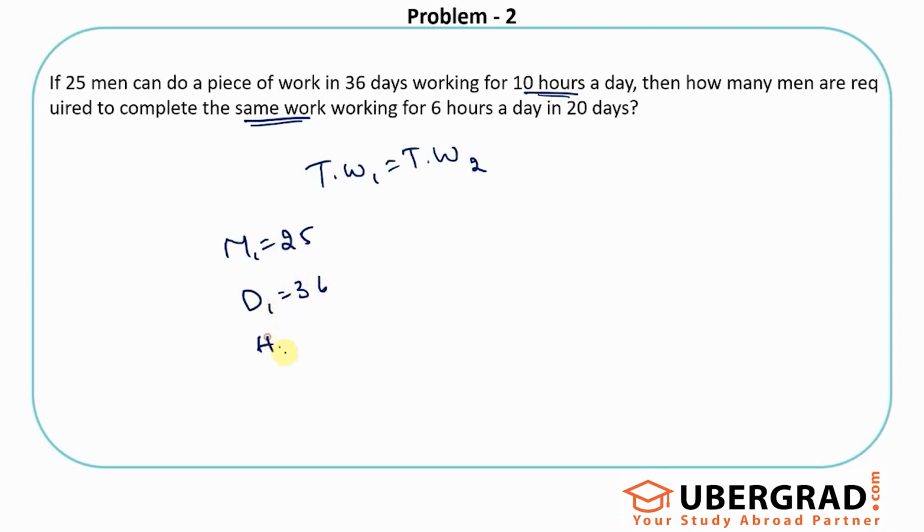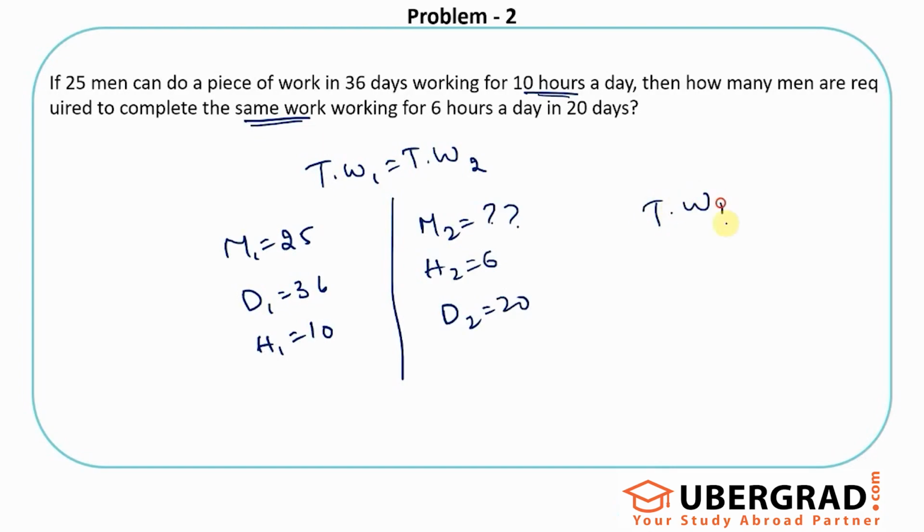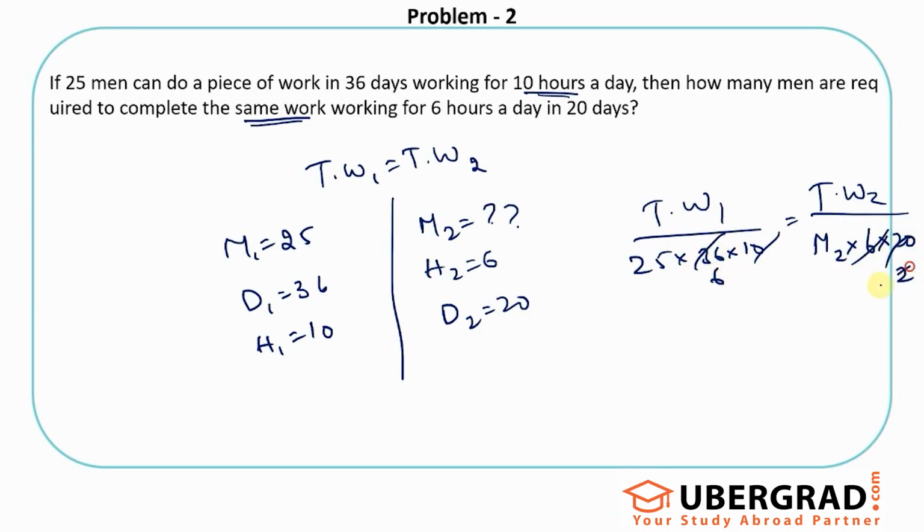How many hours are they working per day? That is 10 hours. What about how many men are required to complete? I need to find out this. They are working for 6 hours a day and they are working for 20 days, right? So total work 1 by 25 into 36 into 10 is equal to total work 2 by M2 into 6 into 20. That's the question, right?